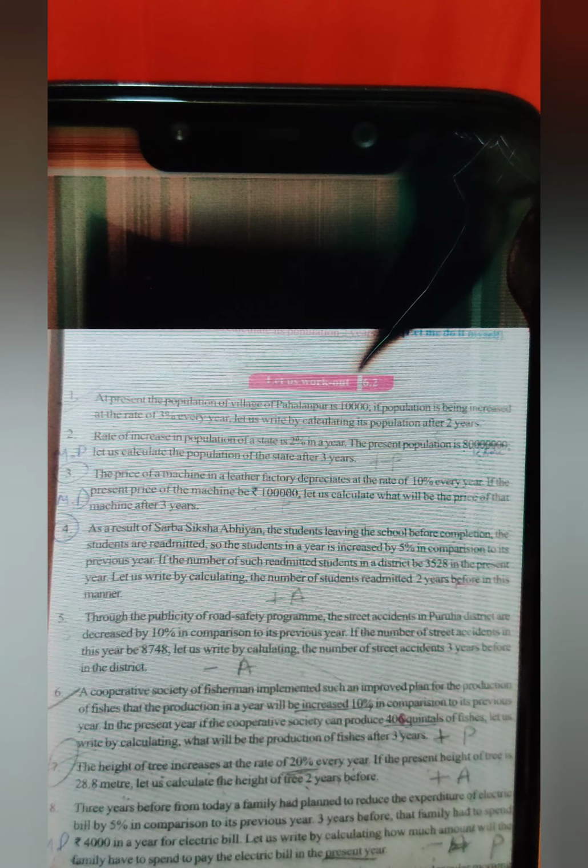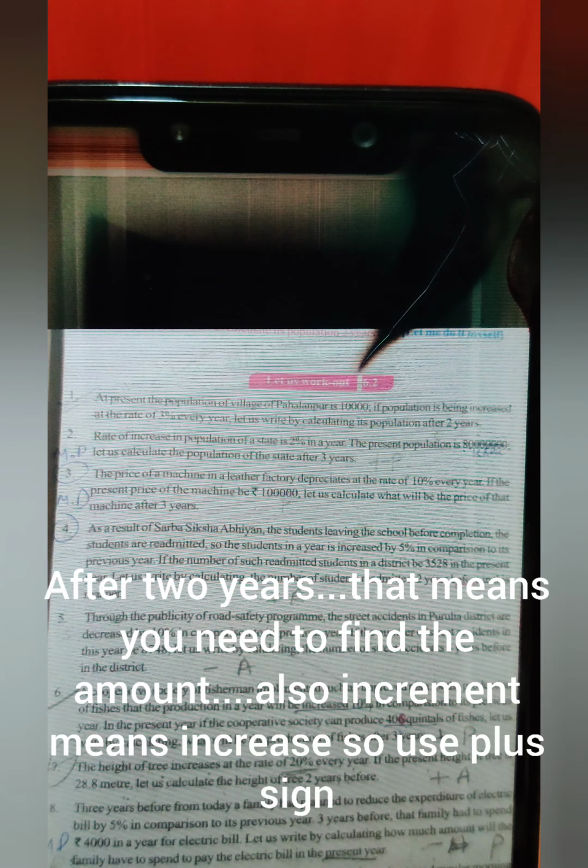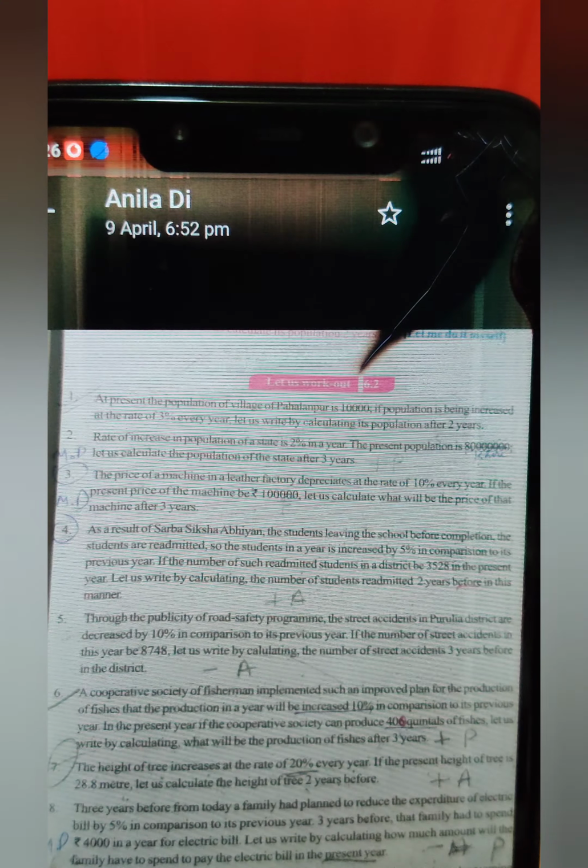Okay, let's read question number 1. At present, the population of the village of Palampura is 10,000. If the population is being increased at the rate of 3% every year, let us write by calculating the population after 2 years. Okay, let's try to understand the question. The present population of the village is 10,000 and the question wants us to find the population after 2 years. Again, after 2 years. So that means I need to find amount because I need to find the population after 2 years. And if we read the question properly, we see that the population is being increased. So if it's an increment, we need to use a plus sign.